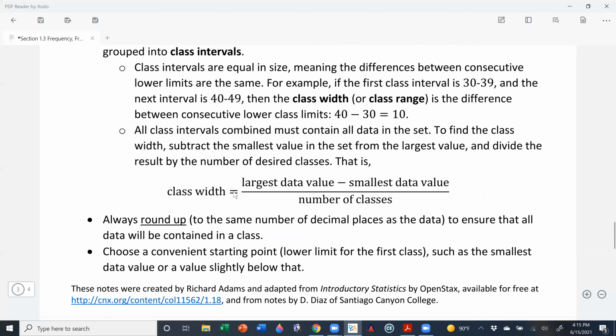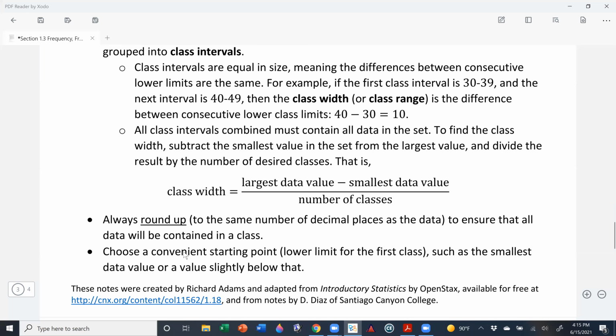So the class width is going to be the largest data value minus the smallest data value divided by the number of classes that you want to use. We always want to round up, and we want to use the same number of decimal places as was in the data. This ensures that all of the data will be contained in at least one of the classes. We don't want any of the data to fall outside of our classes as we're constructing these.